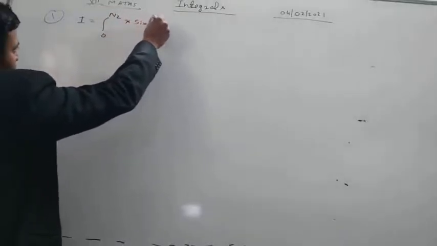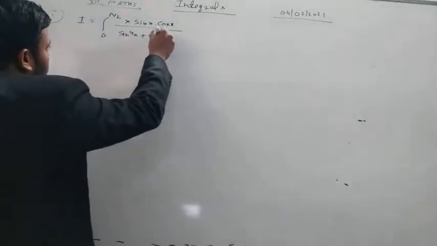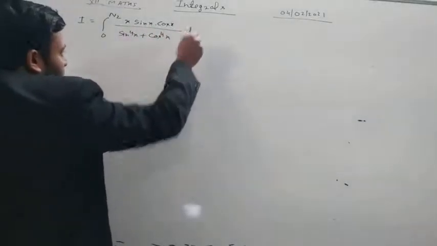Find the integral from 0 to pi by 2 of x sin x cos x divided by sin to the power 4x plus cos to the power 4x dx. Okay, students, so this is our first question and we have to find the integral of this. So let's start.